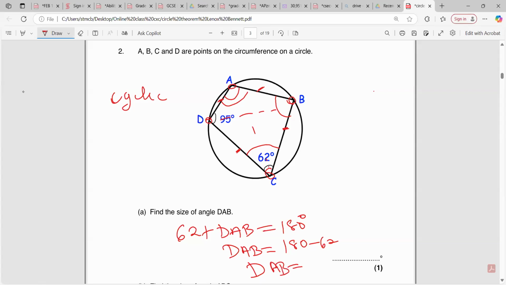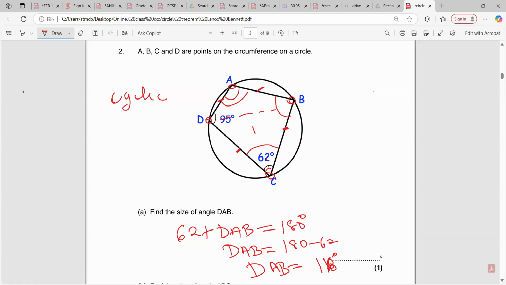So 2 from 8 leaves 6. 6 from 17, 11. That's what you guys got? Not 8 for the answer, you know what I mean? Yes, so it should have been 118. And this is for this one here, the one with 62.